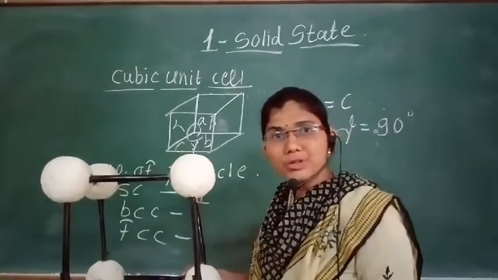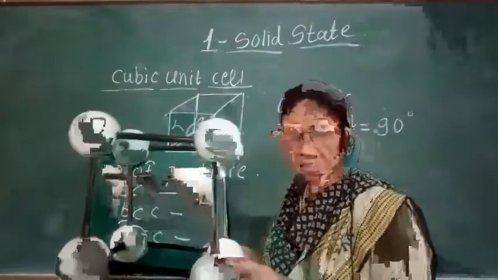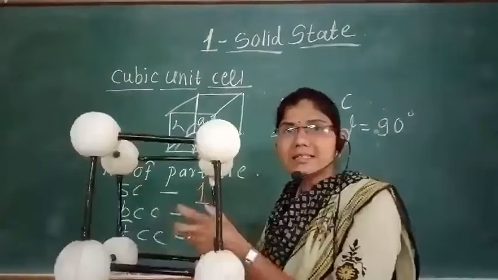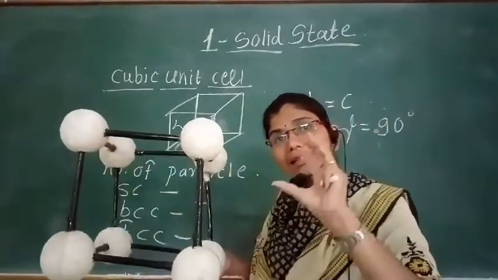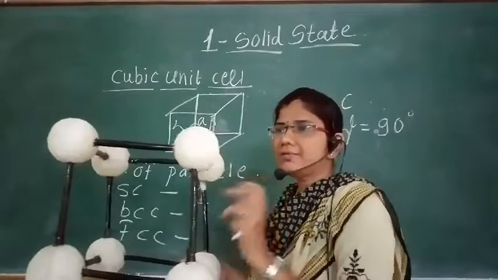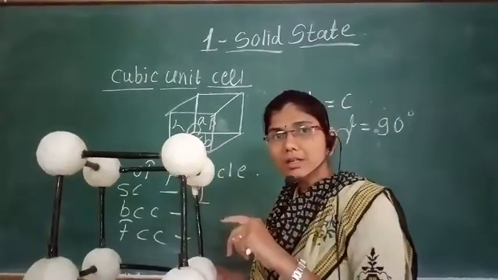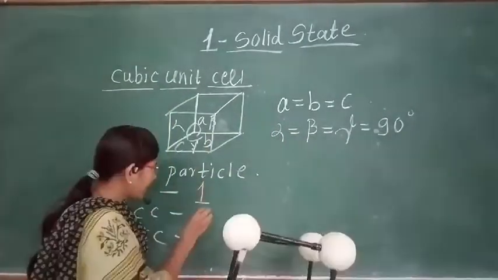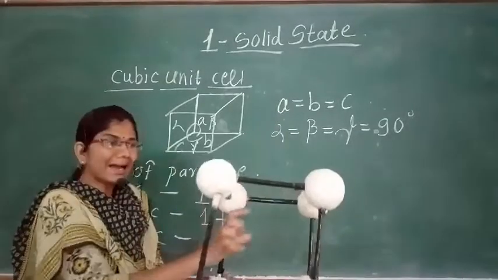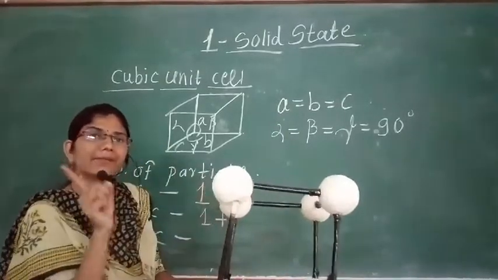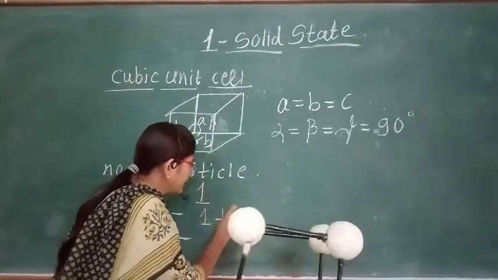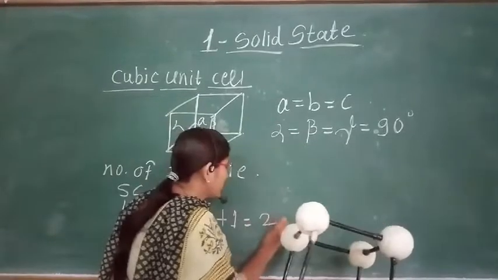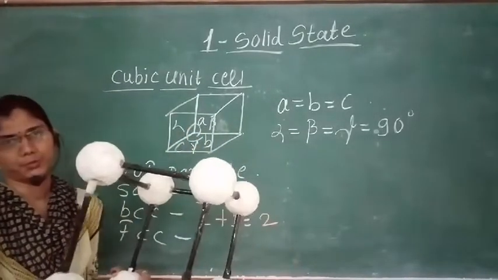For the body centered cubic unit cell, this is a simple cubic unit cell, and if we insert one particle at the center of the cube, it is not shared with anyone. So for the body centered cubic unit cell, the corners contribute 1 particle, plus at the center of the cube there is one whole particle, and therefore for the body centered cubic unit cell, the number of particles per unit cell is 2.